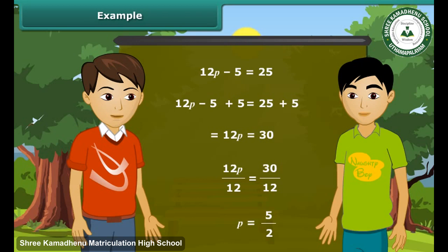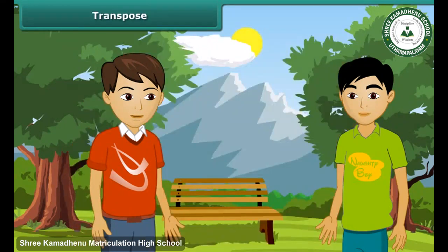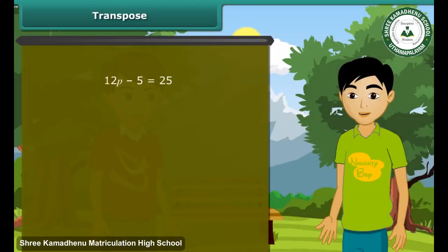Very good. Do you know that we can solve these problems by transposing also? What is transposing? Come, I'll explain to you. Transposing means changing side. For example, in this example, we have changed the side of 5. And when we transpose any number, we change its sign. Plus becomes minus. Multiplication becomes division. And now by transposing 12, p becomes 30 divided by 12, which is equal to 5 upon 2.